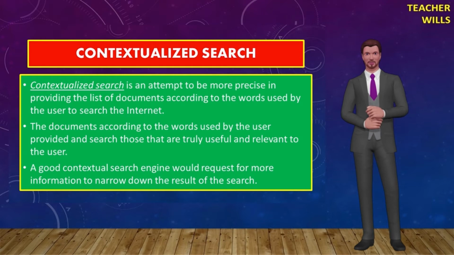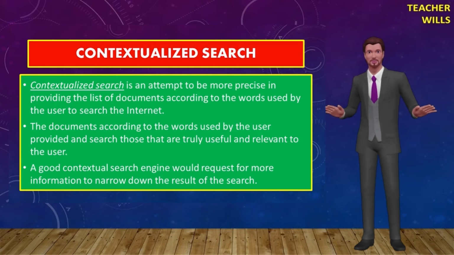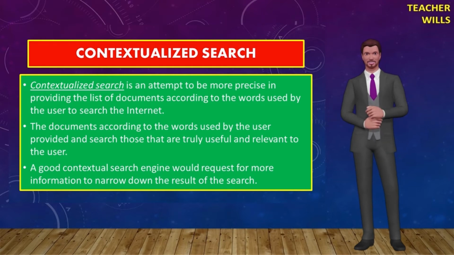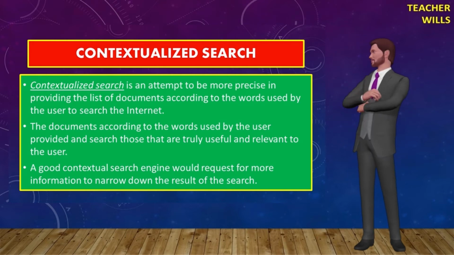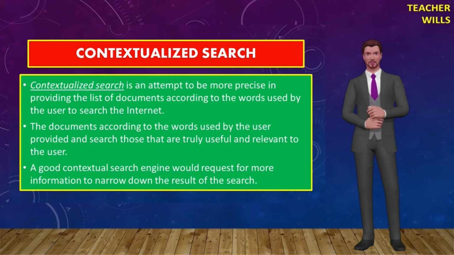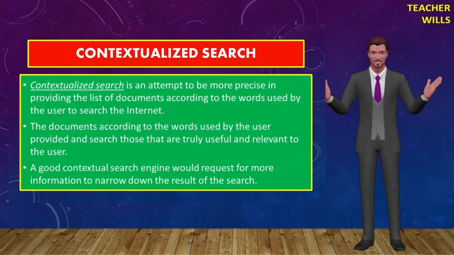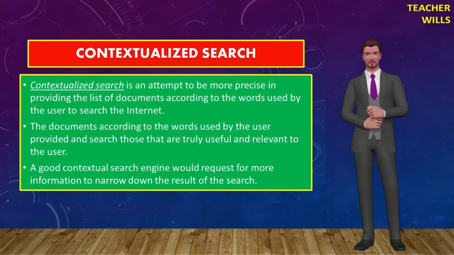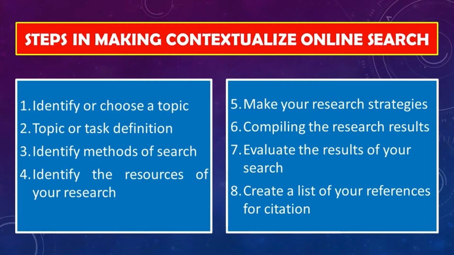Contextualized search is an attempt to be more precise in providing the list of documents according to the words used by the user to search the internet, and to provide those that are truly useful and relevant to the user. A good contextual search engine would request for more information to narrow down the result of the search. So here are the steps in making contextualized online search.